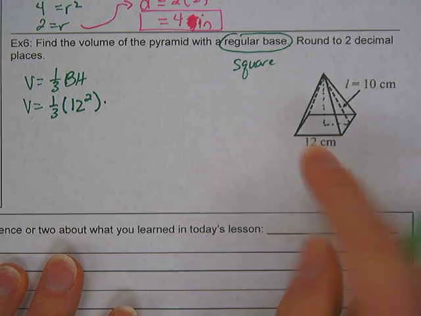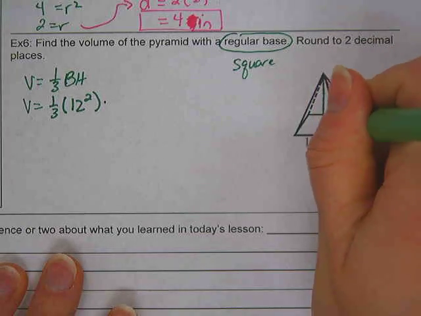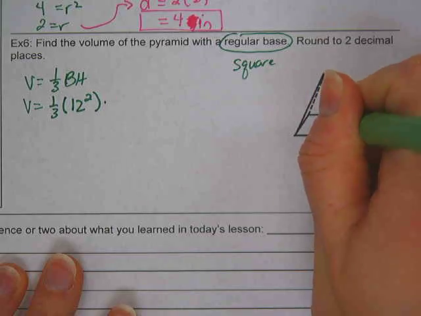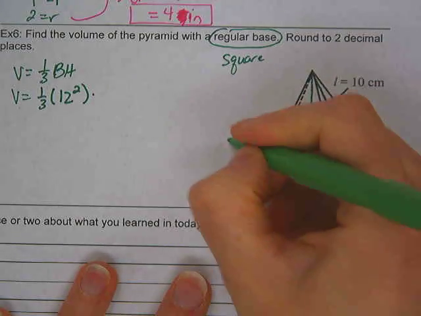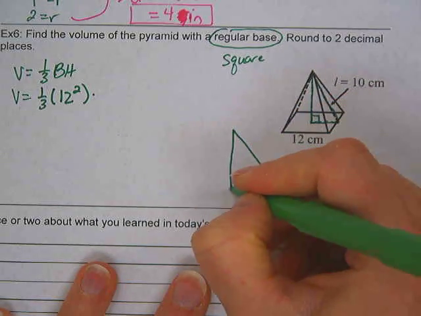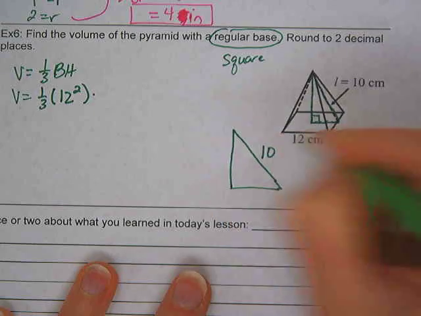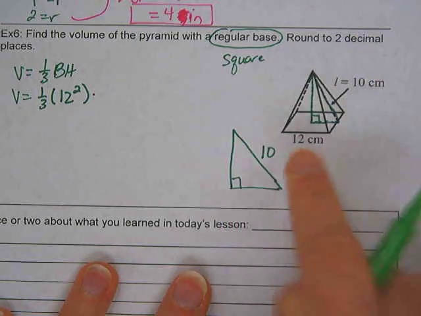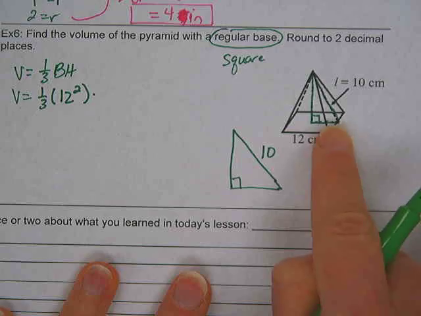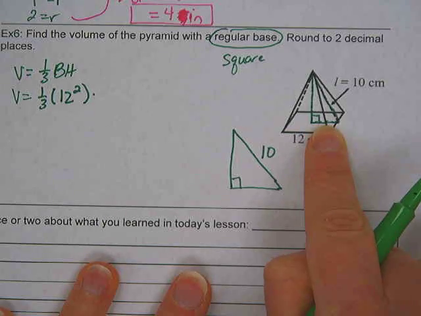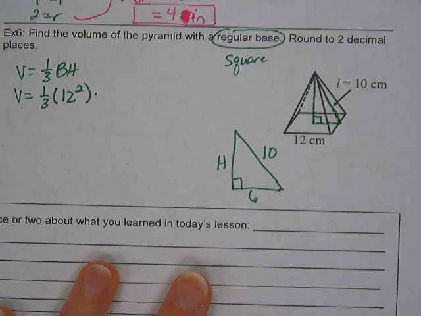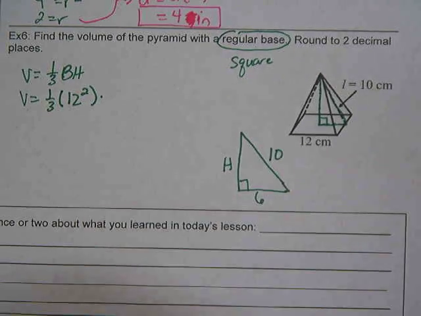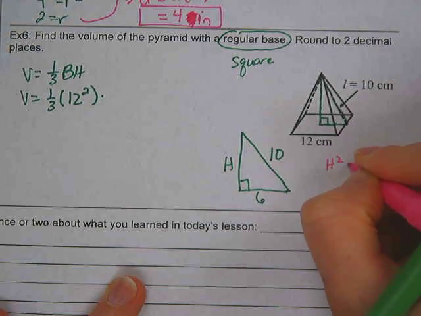So if I drop down the actual height and I connect it down here, what kind of figure have I just created? Hopefully you guys can see that all of this together makes a right triangle. So I'm going to redraw the right triangle on the bottom of this problem. Here's the 10. We have the right angle in place. Now all of this is 12, so this piece here is going to have to be 6. And then we're going to solve for the height of the pyramid.